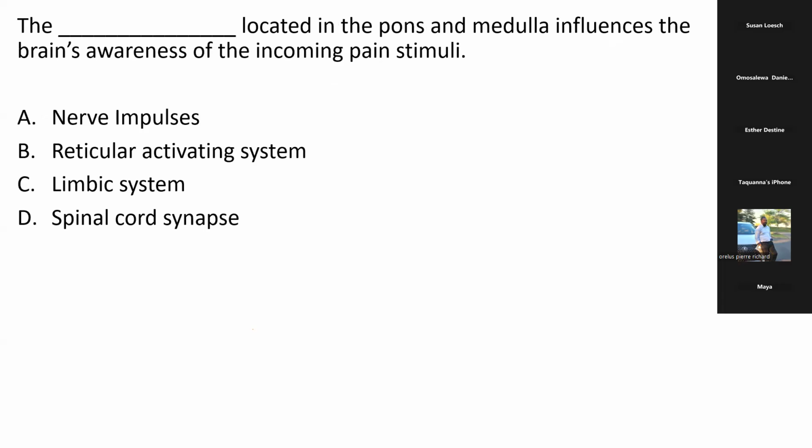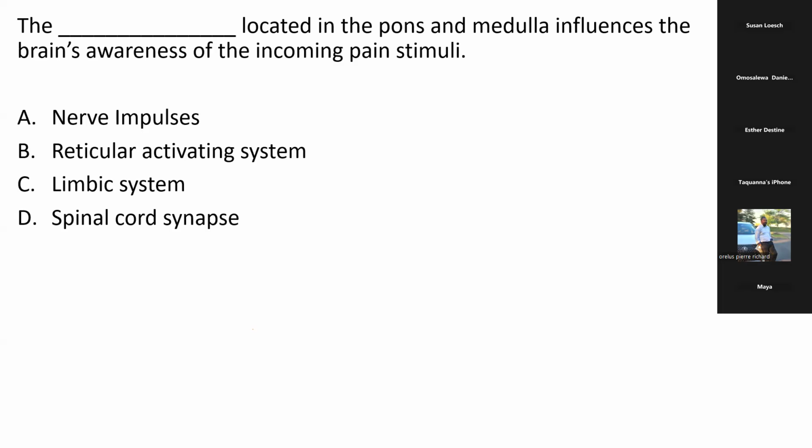The blank located in the pons and the medulla influences the brain's awareness of the incoming pain stimuli. B. Limbic system. B. Reticular activating system, RAS. The RAS will arouse. Hey, brain, we have incoming pain stimuli. It's waking you up, okay?